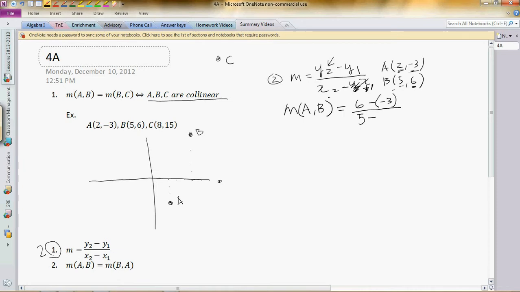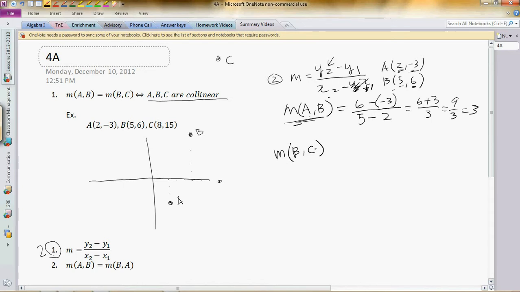In this case, it's 2. And as you know, subtracting a negative number is simply a plus sign, so it's simply adding. So it's 6 plus 3 over 5 minus 2, which is 3. So 9 over 3, we can simplify, that's 3. So the slope between A and B is 3. So the first point says, if the slope between A and B is the same as the slope between B and C, then these 3 points are on the same line, which is collinear.